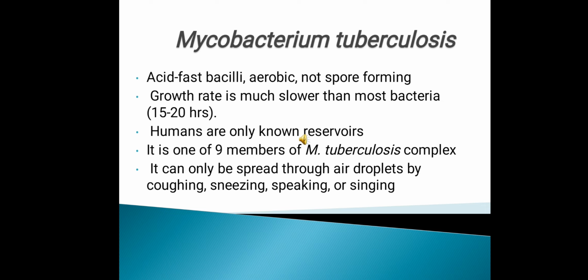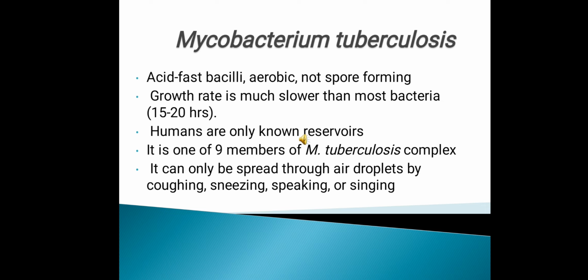So the character of this bacteria is called acid-fast bacilli, and by bacilli we mean it is rod shape. It also needs oxygen to grow, so it is aerobic, and it has an ability to produce spores. And when it grows, the growing rate is very low, slowly. It needs 15 to 20 hours for each cycle of growing, and by this it is different from other types of bacteria which need only 20 minutes for growing.